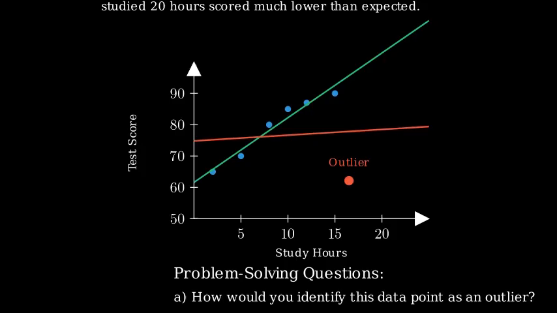Let's answer the first question. We can identify the point as an outlier by looking at its vertical distance from the regression line. This vertical distance is called the residual. The outlier has a much larger residual than the other points. Statistically, we could use methods like measuring if it's more than 2 standard deviations from the predicted value.